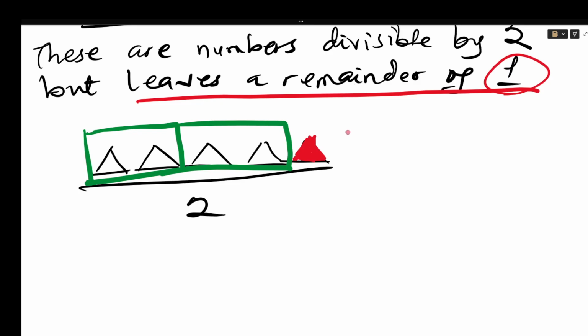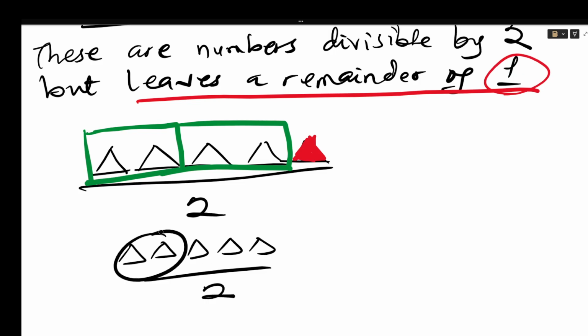If it leaves a remainder of 2, that means you are not done with the grouping. Assuming, let me go back with the 5 again. Assuming I have 5 divided by 2, and I group my 2, I group my 2. You can see it's left with a remainder of 1. But assuming we had another triangle here, and you tell me, no, the remainder is 2. This can be possible because you are not done grouping. If the remainder is 2, then that means you can group them again. And that makes this an even number because now there's no remainder left.